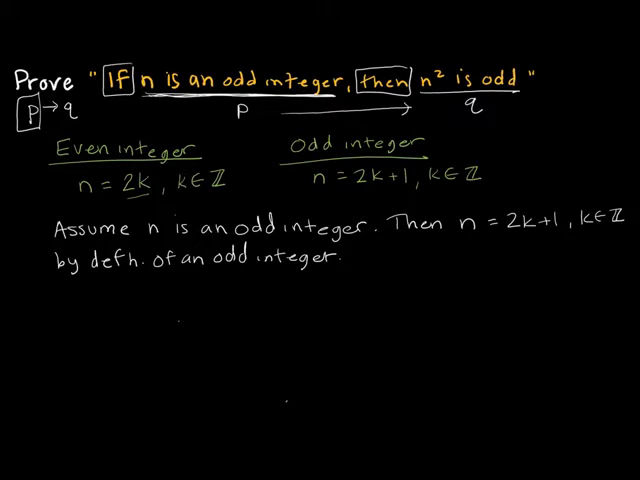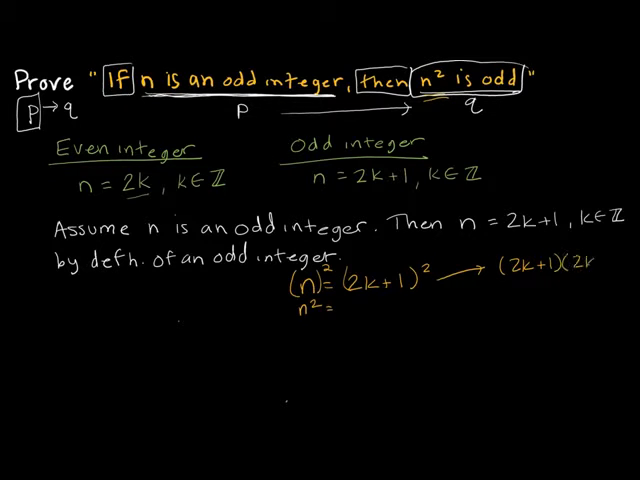So from there, I'm going to say, where am I trying to get to? I'm trying to say n squared is odd. So if n is 2k plus 1, then I'm going to square each side because I'm trying to get to n squared. So that gives me n squared equals, and then of course I'm going to FOIL this out, so please don't give me 4k squared plus 1 because I can't even. This is 2k plus 1 times 2k plus 1. So FOIL it out. When you do that, you get 4k squared plus 4k plus 1.